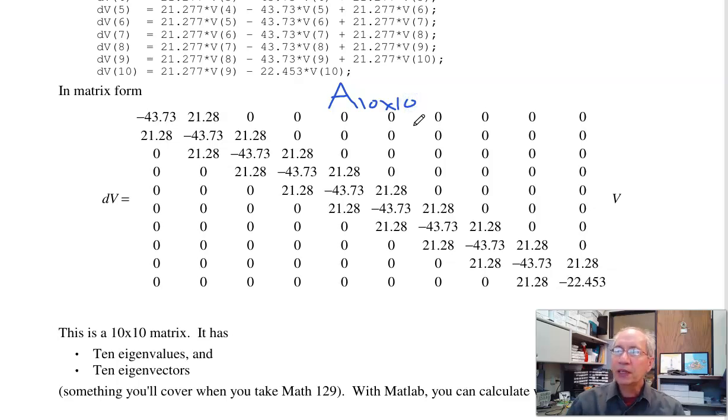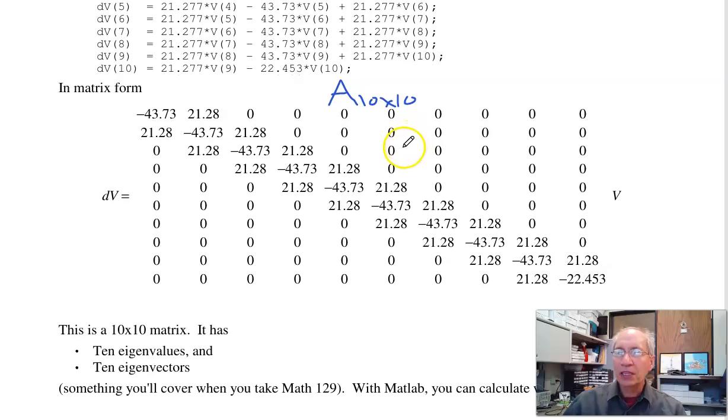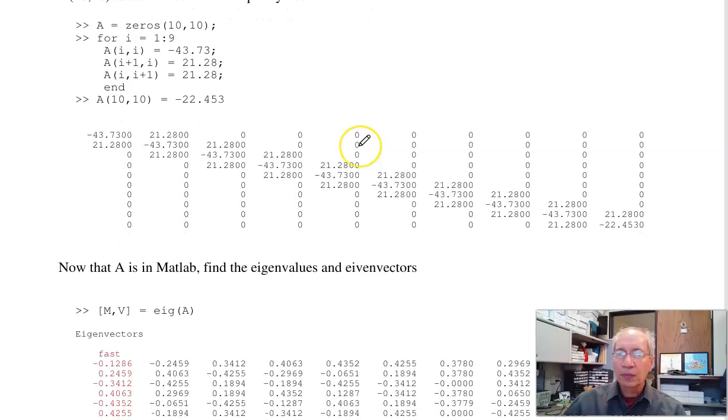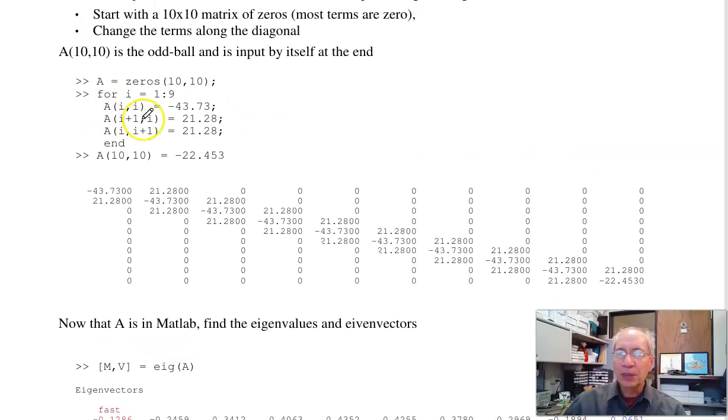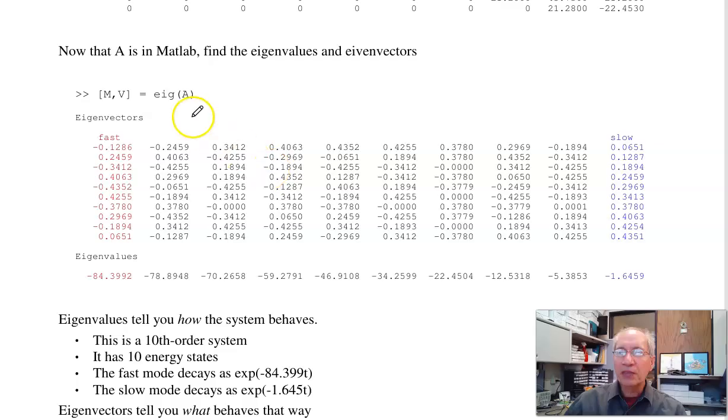When you take linear algebra, you'll learn that if I have a square matrix, like a 10 by 10 matrix, I'll have 10 eigenvalues and 10 eigenvectors. Well, in Matlab, I can calculate those. Here's one way to input that matrix. It's a sparse matrix. Most of the terms are zeros. The diagonal terms are minus 43.73. The off-diagonal terms are 21.28.